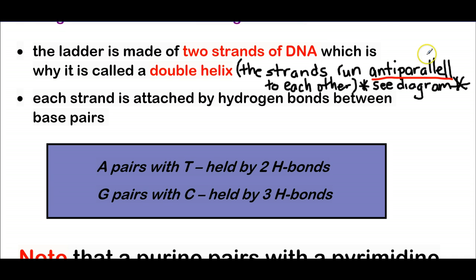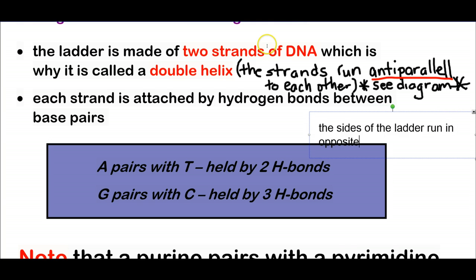Anti-parallel means that, and let's maybe add a little note in here. Anti-parallel means that all it means is the sides of the ladder run in opposite directions. That's what anti-parallel means. Anti-parallel just means this. The sides of the ladder run in opposite directions to each other.